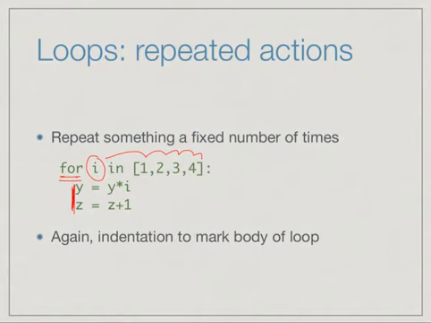So in sequence, it's multiplying y by 1, then the result by 2, then the result by 3, and so on. So at the end of this, we'll have y times 1 times 2 times 3 times 4, and we'll have z plus 1 plus 1 plus 1 plus 1, 4 times, because each time we're adding 1 to z. So this will be the outcome of this loop. So the main thing is, exactly like if, we have indentation to mark the body of a loop.